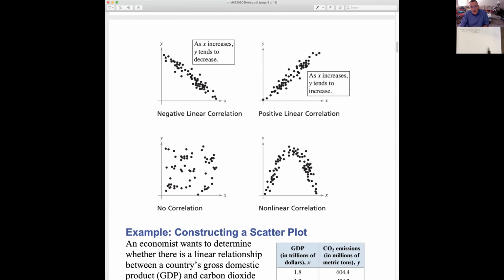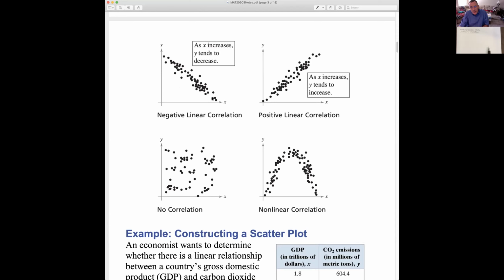Another thing that might happen is as you practice more, your golf scores go down. And so we would say that's a negative correlation, and maybe it's linear, right? So that if you practice twice as much, your scores go down twice as much.